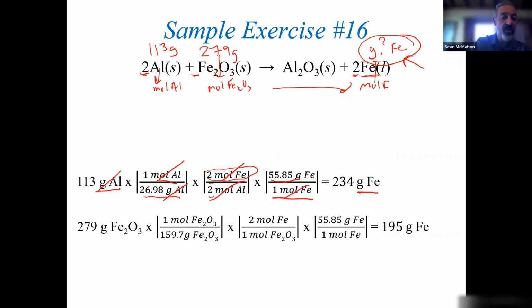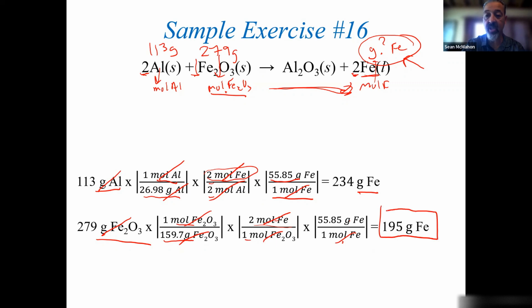So now I go 279 grams of iron 3 oxide. To convert that to moles, right, I need 159.7 grams of iron 3 oxide per mole. The grams of that cancel. Now I can convert the moles of iron 3 oxide to moles of iron using a mole ratio. 1 mole of iron 3 oxide, 2 moles of iron. So the moles of iron 3 oxide cancel. And I see again, this last portion's the same because I'm going from moles of iron to grams using molar mass. And it's a good thing I didn't stop, because what I'm seeing is that the smaller quantity is actually 195 grams of iron. So this is my theoretical yield.